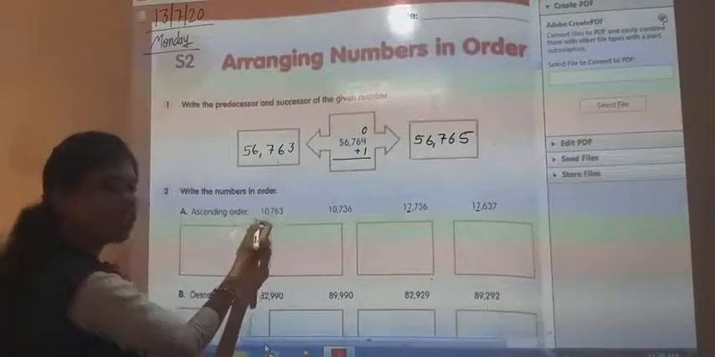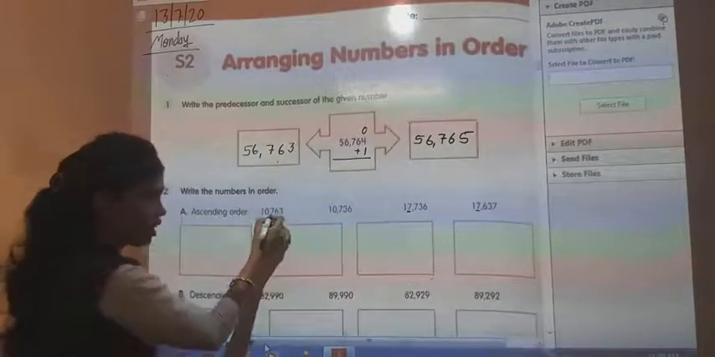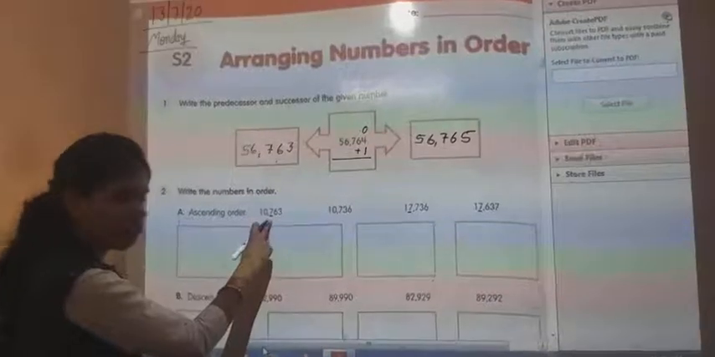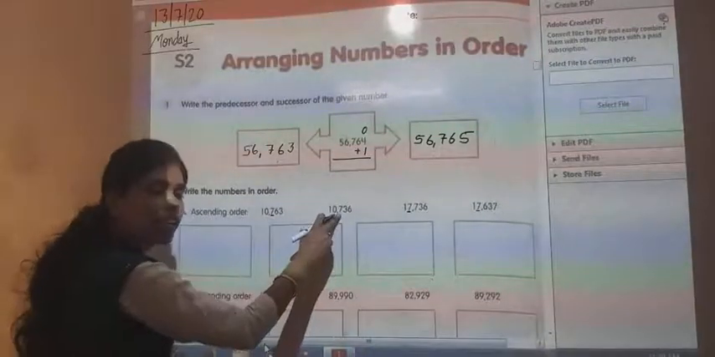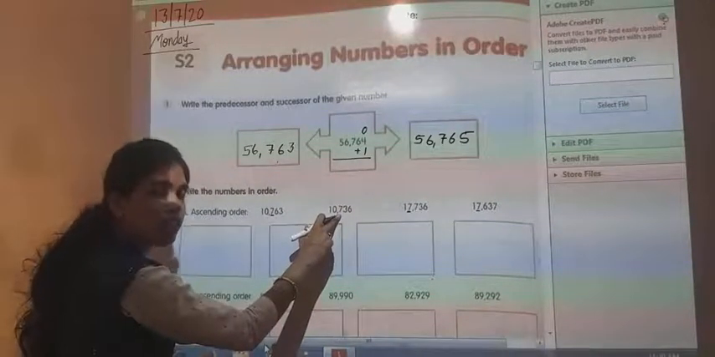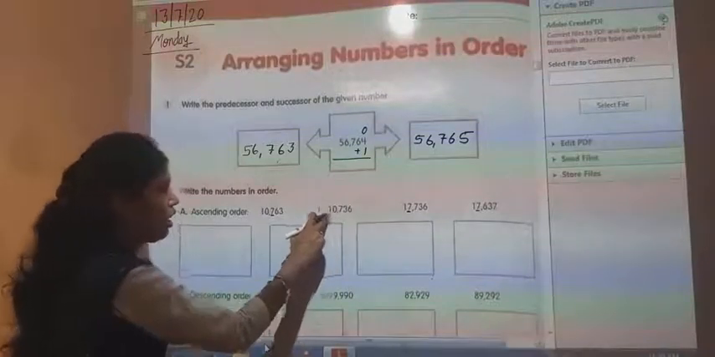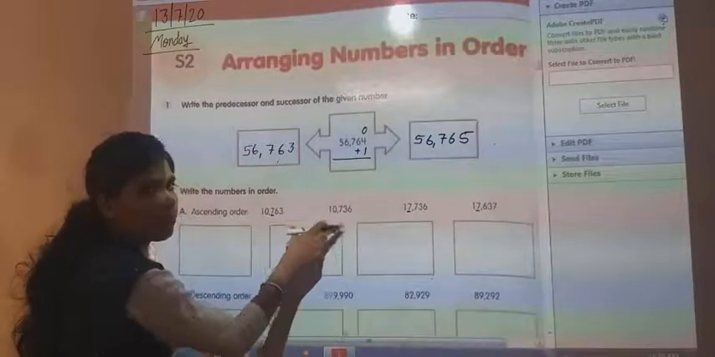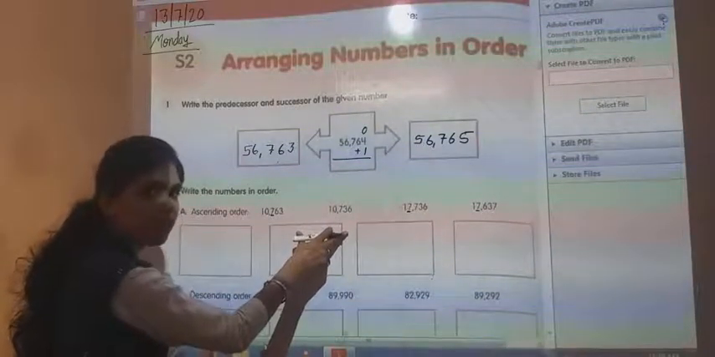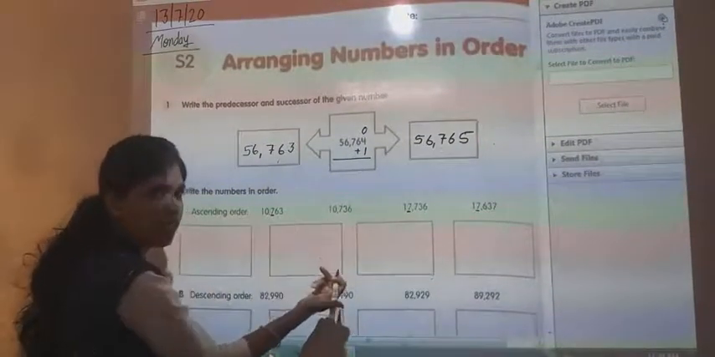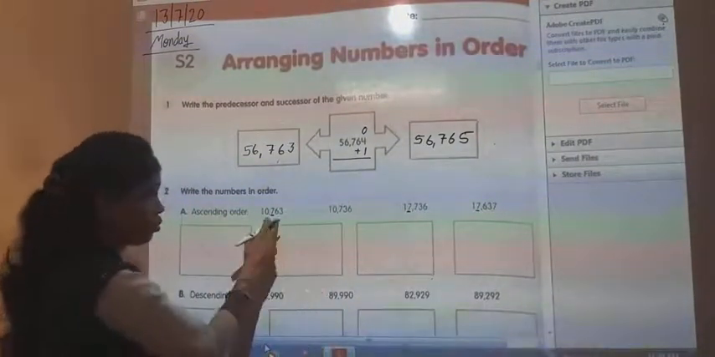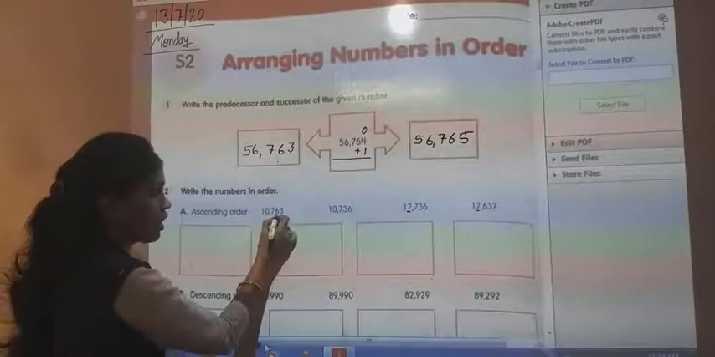Now come to the next place. In the next place we have 7, and in the other number also we have 7. Okay. So both numbers are similar. That means equal. So come to the next place.